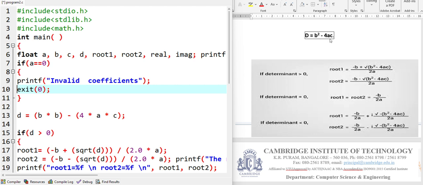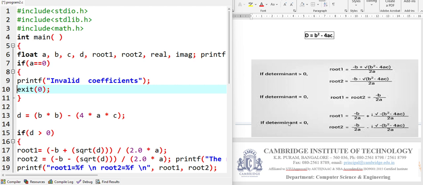Now, if the discriminant d is equal to 0, what happens? If that is 0, only -b / 2a will be left in this formula. So both the roots will be equal. Here the nature of the roots is real and equal roots.